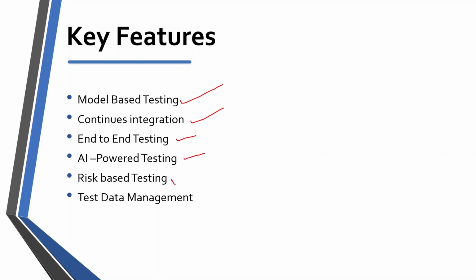Then the next one is risk-based testing. Understand how Tosca does risk-based testing. We can prioritize our test cases based on business risks, ensuring critical areas are tested first, and we can catch more defects by prioritizing our test cases. Tosca also helps optimize testing efforts and resources.